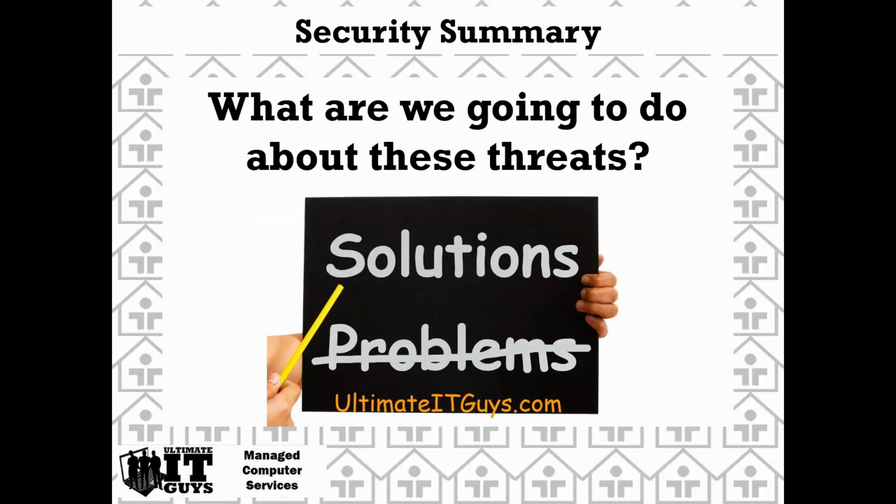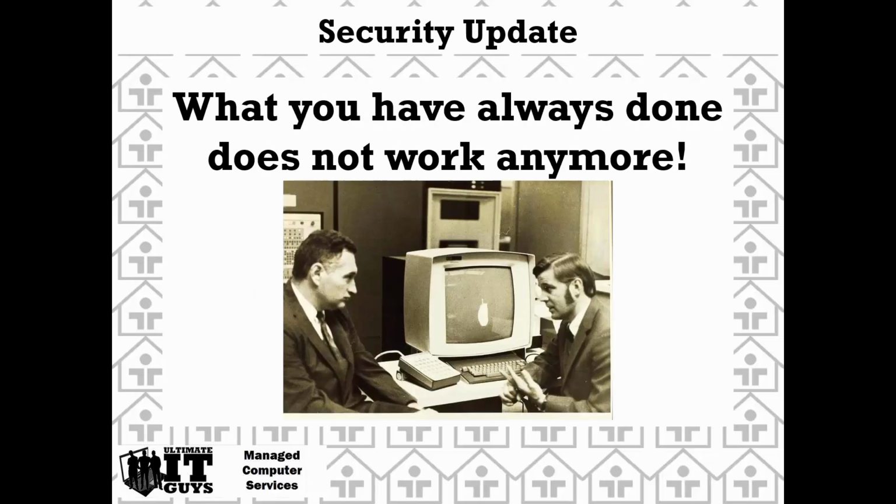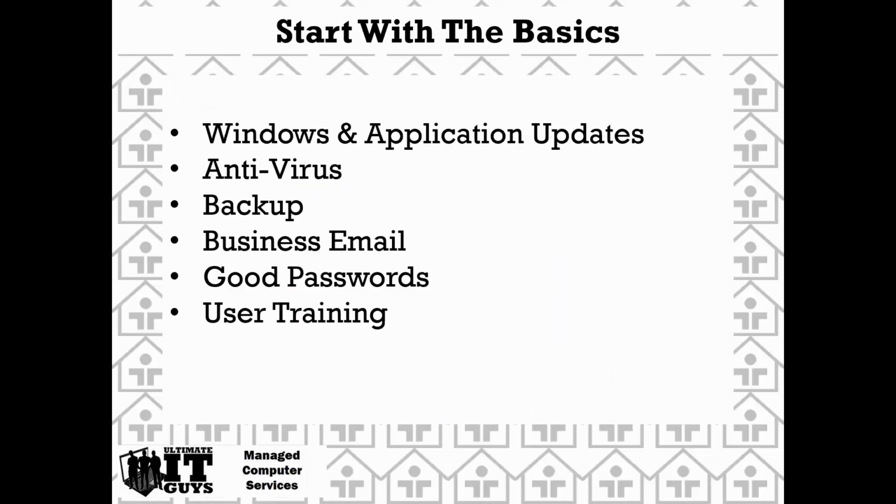So what are we going to do about these threats? Well, the first thing is you can't do the same old stuff you've always done, because what you've always done doesn't really work anymore. So the first thing is we do want to start with the basics, things like Windows updates, application updates, antivirus, backup, business email, good passwords, and user training. Those are the basics to getting you safe.